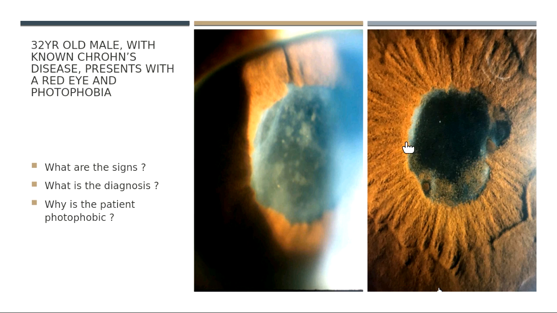This is what we call posterior synechiae, a sign that you get in patients with inflammation of the iris and the anterior segment, with iritis. You get adhesions between the iris and the anterior lens capsule, and that's called posterior synechiae. And in this patient, you're seeing some deposits on the lens of the eye.